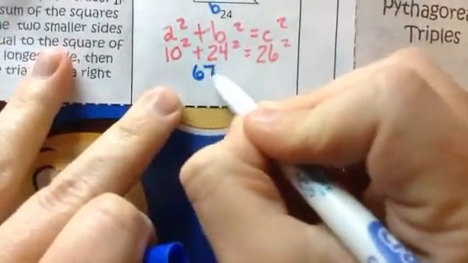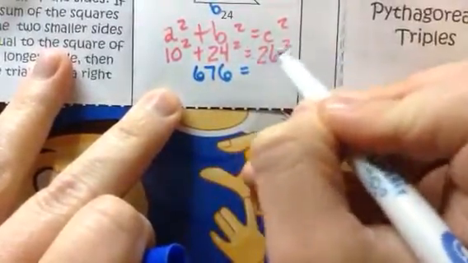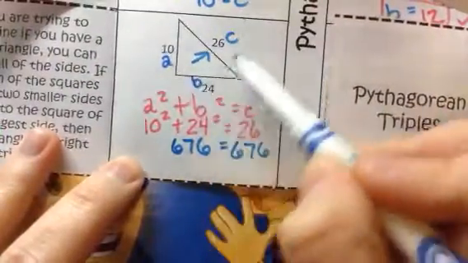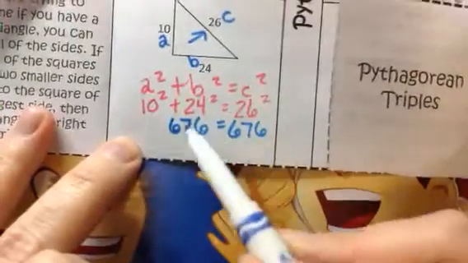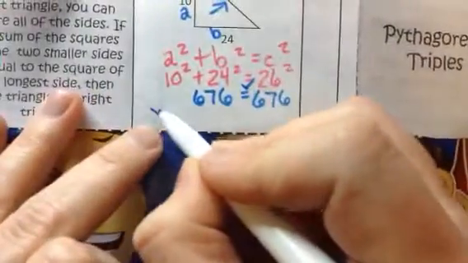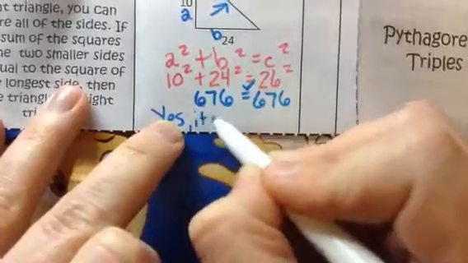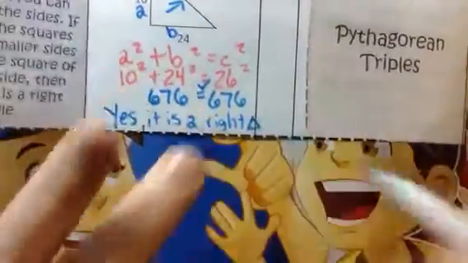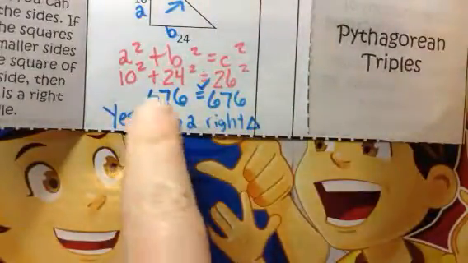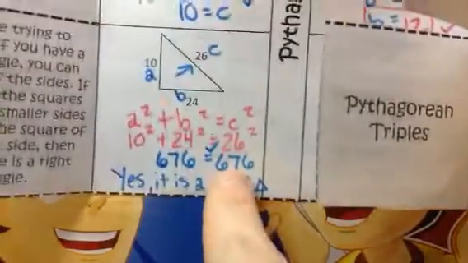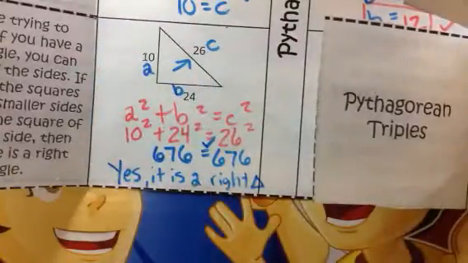Okay, so I'm going to write that last step. I worked this and I got 676. I worked this side and I got 676. Whenever you do that and you substitute these three numbers for A, B, and C, and you do get the same number on both sides, that's proving to you that, yes, it is a right triangle. If you got 676 equals 582, then that would tell you that those three numbers did not make a right triangle.